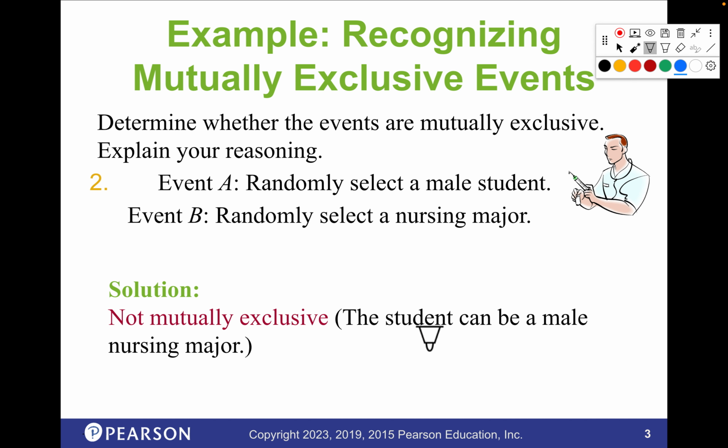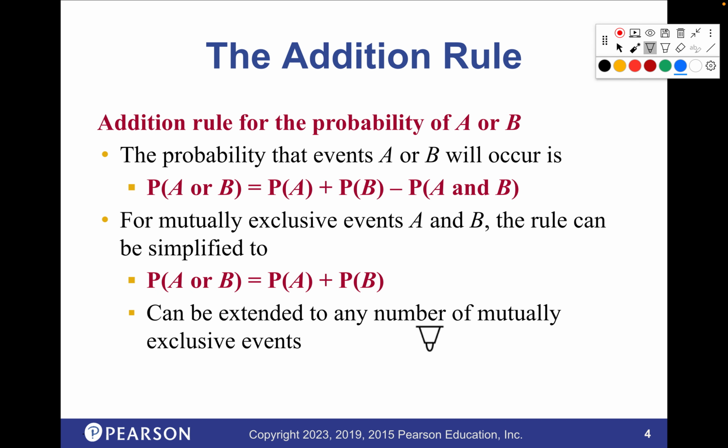So when we were doing our counting, anyone who was a male student who was a nursing major would basically get counted twice, and so we would need to subtract them off. So we'll see how this works in just a moment. Here's the formulas.